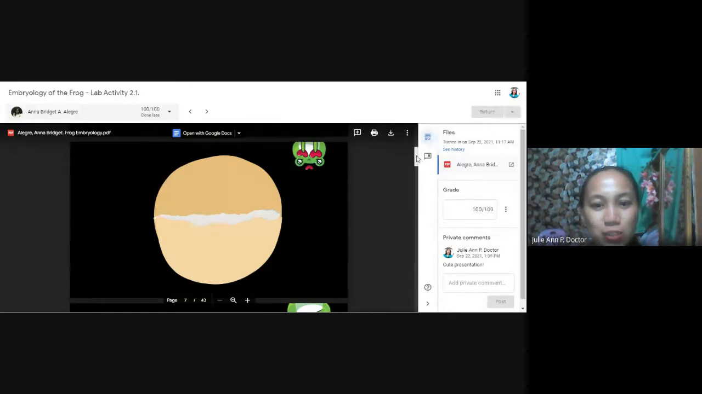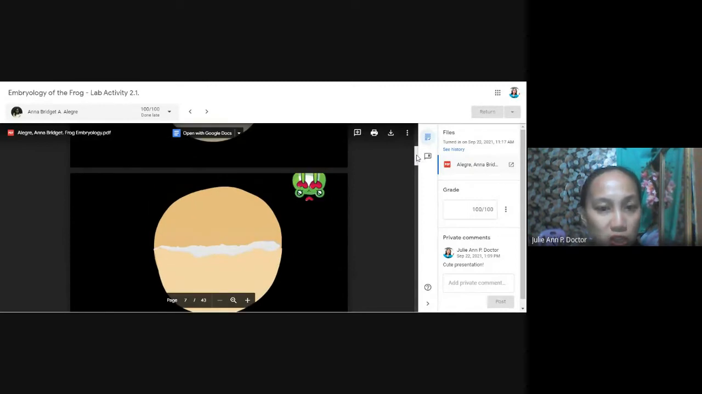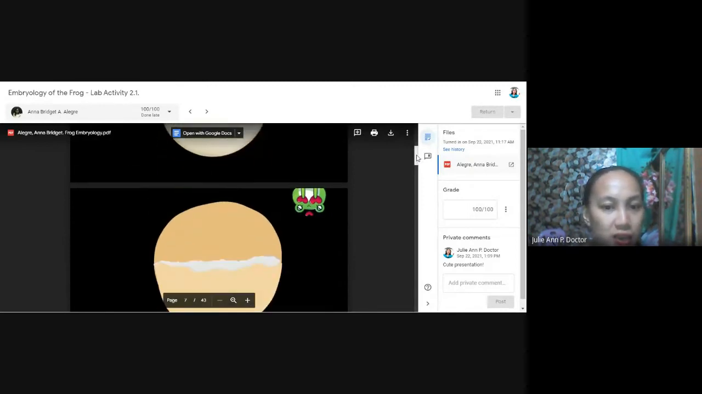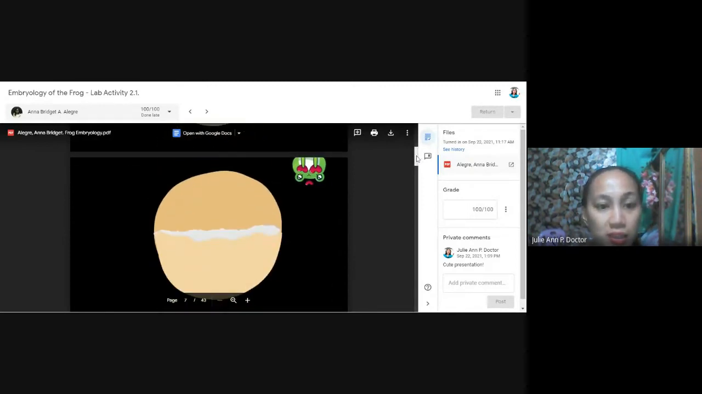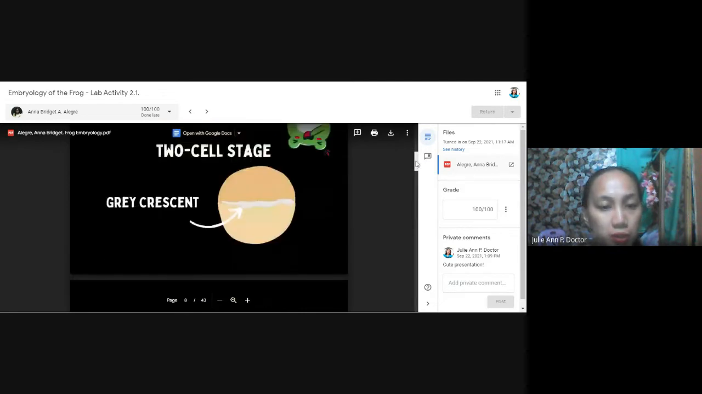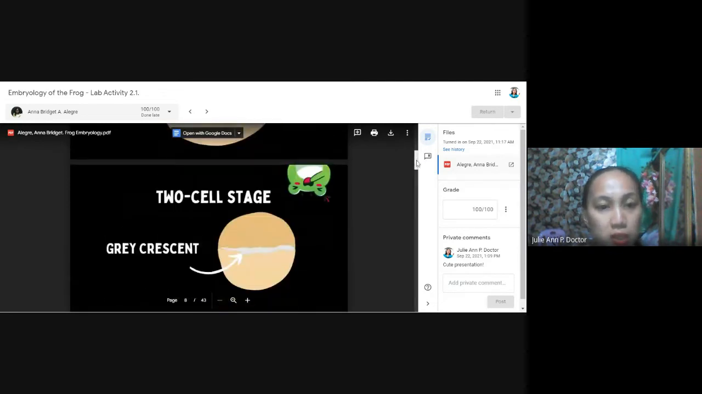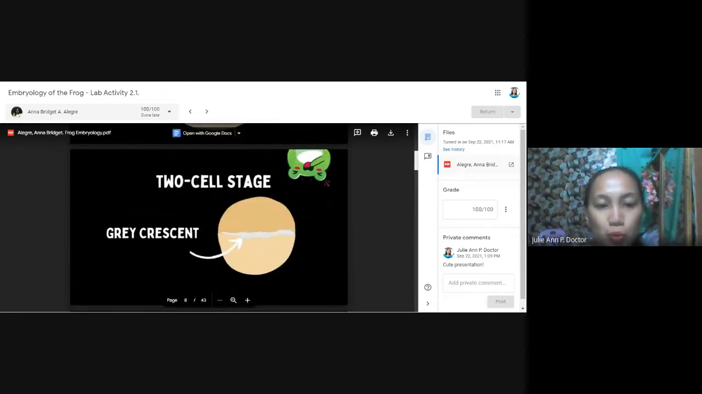Okay, so there is already something which is changing, and that is at the division or the equatorial part of the two hemispheres or the two halves. Two cell stage. We have the gray crescent. So we call it the gray crescent now.